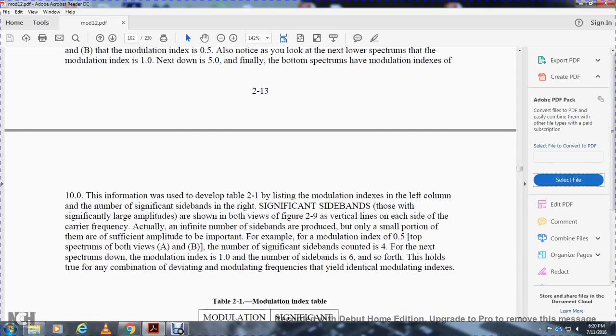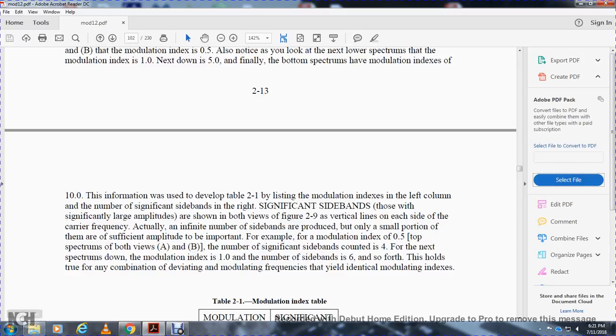The information developed in table 2.1 lists the modulation index on the left of the column and the number of significant sidebands on the right. Those significantly large amplitudes are shown by the vertical lines on each side of the carrier frequency in figure 2.9. Actually, an infinite number of sidebands are produced, but only a small portion of them have sufficient amplitude to be important. For example, for a modulation index of 0.5, the top spectrum in both views A and B, the number of significant sidebands is 4. For the next spectrum down, a modulation index of 1.0, the number of sidebands is 6, and so forth.